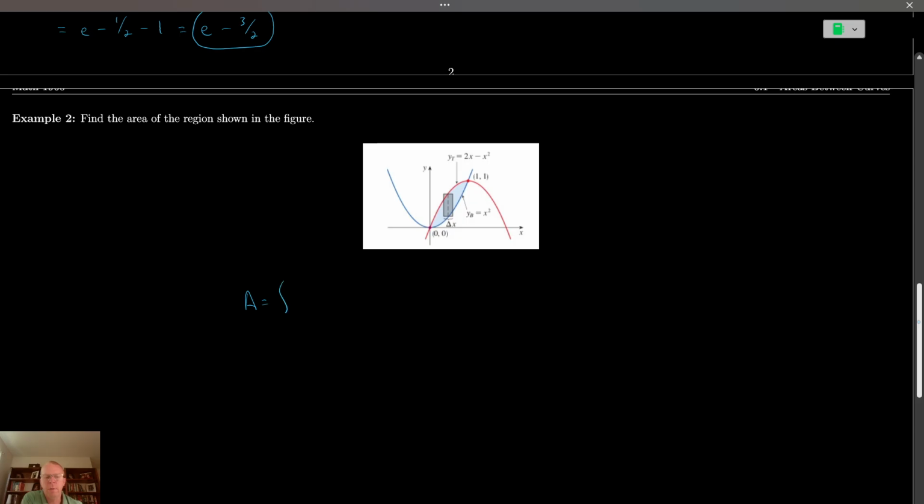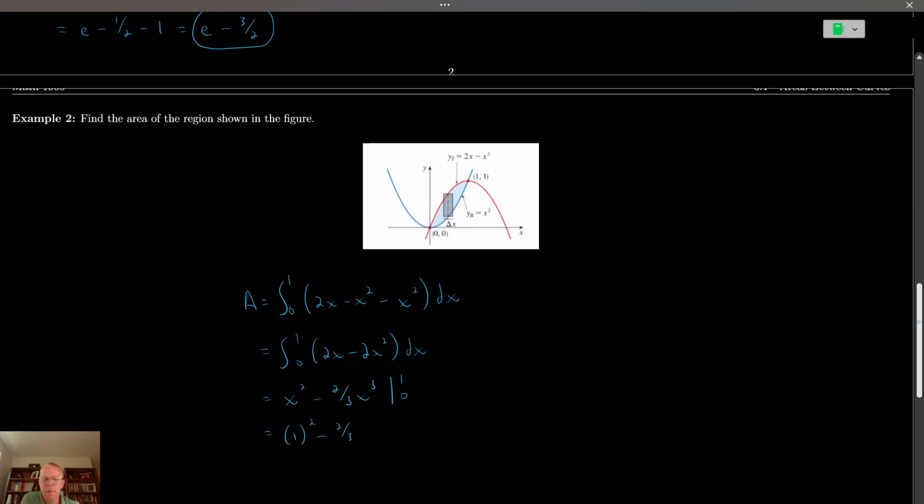So we have the integral from 0 to 1. Then we take the top function, which is 2x minus x squared, minus the bottom function, which is just x squared, dx. Simplify this, and then we'll integrate. So 2x minus 2x squared dx. Integrate 2x, we get x squared. Integrate 2x squared, we get 2/3 x cubed, from 0 to 1. Plug in 1.